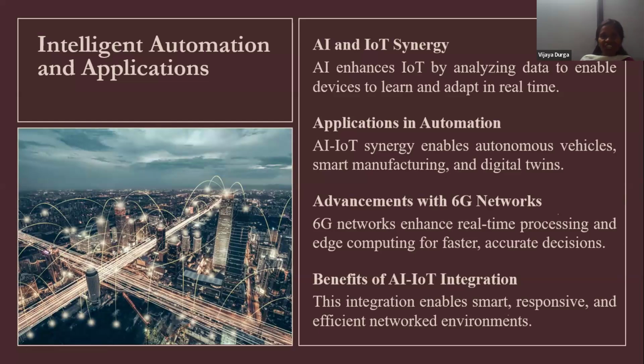Then advancements with 6G networks. So that means you take edge computing plus IoT. This is called edge intelligence. You can add 6G network to this edge intelligence. What happened? 6G networks enhance real-time processing and edge computing for faster and accurate decisions. So benefits of AI IoT integration: this enables smart, responsive, and efficient networked environments. So this is called the AI IoT synergy, which provides these applications.